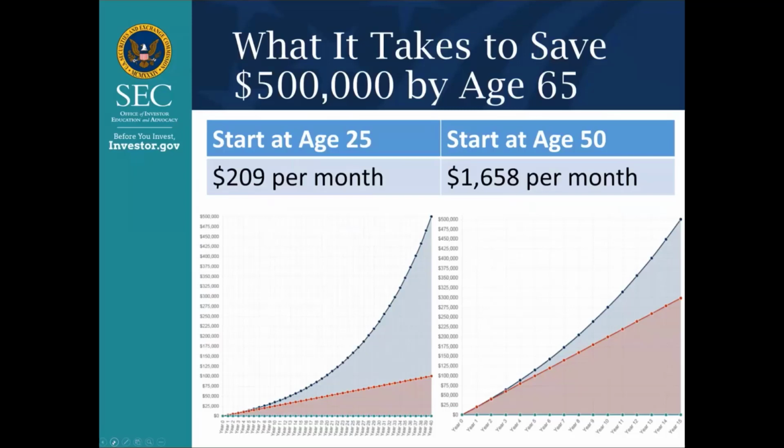If, however, you got a late start and began saving at the age of 50, you'd have to save more than $1,600 per month, nearly 8 times that amount, to get to $500,000 by the age of 65. Importantly, the blue shaded part of the graph is the interest your investments earn at 7% over the years. Starting early gets you way more interest.